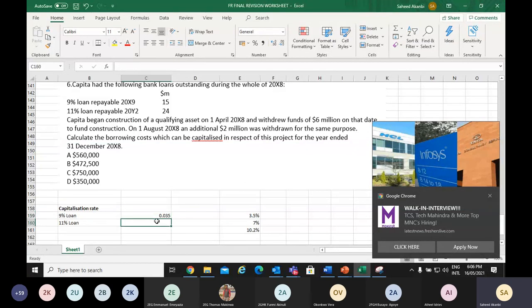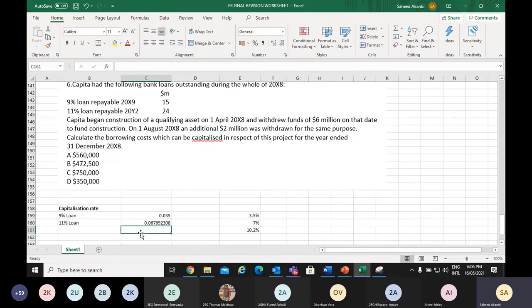Let me now show you this one. I will say 11% multiplied by 24 divided by 39. Look at what this one gave me. It gave me 0.67. 67 is approximately 0.07. And that's it. Approximately 0.07.